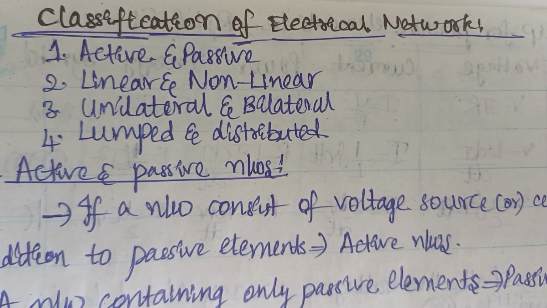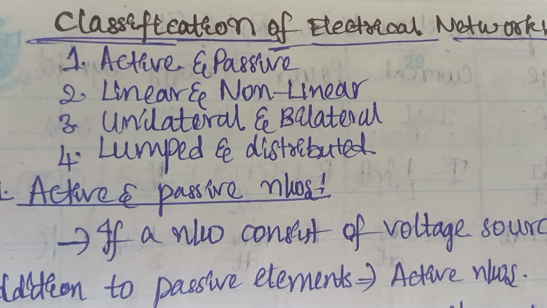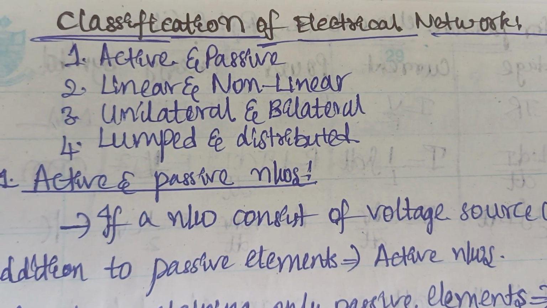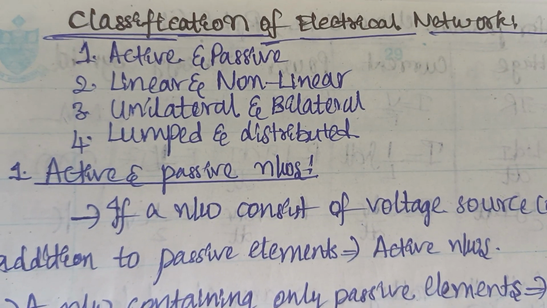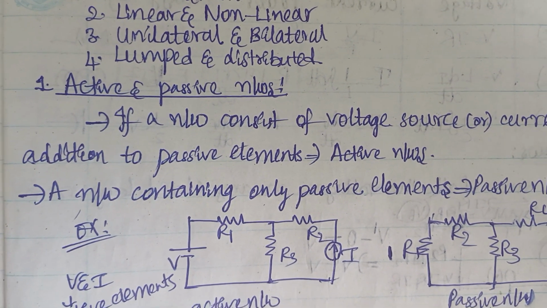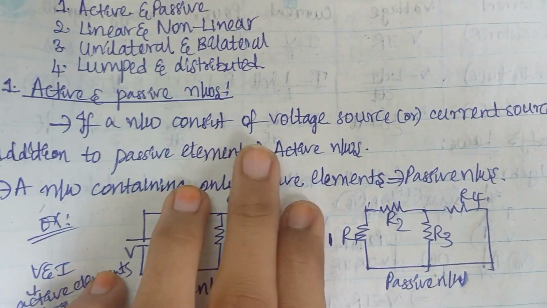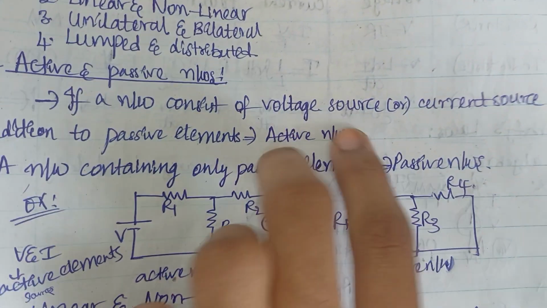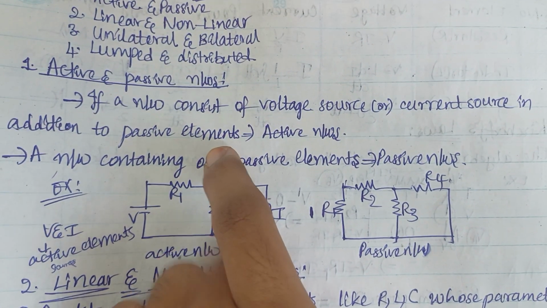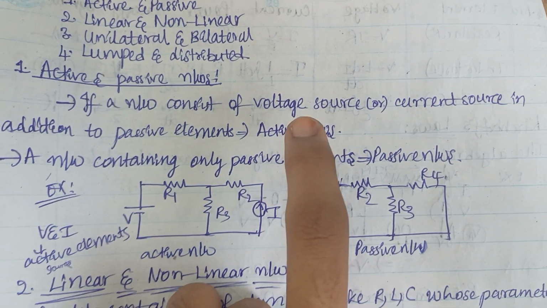active and passive networks, linear and non-linear network, unilateral and bilateral network, and then lumped and distributed network. Now coming to active and passive networks, already we have discussed this. If a network consists of a voltage source or current source in addition to passive elements, then we say it to be an active network.